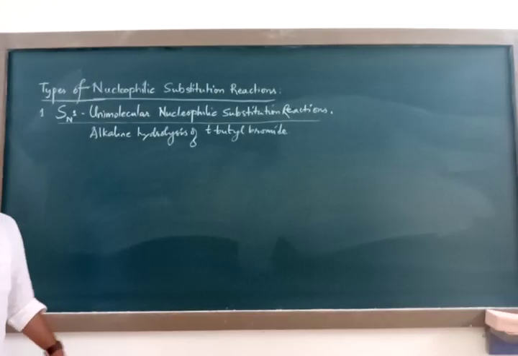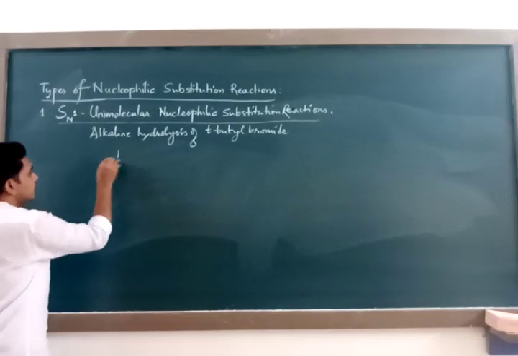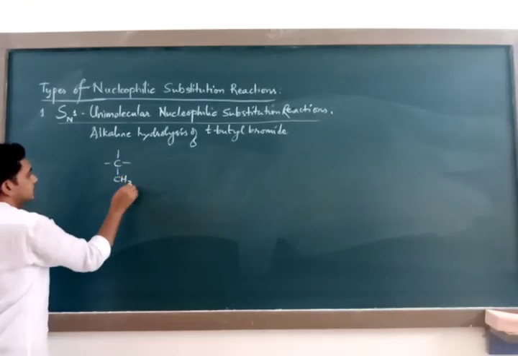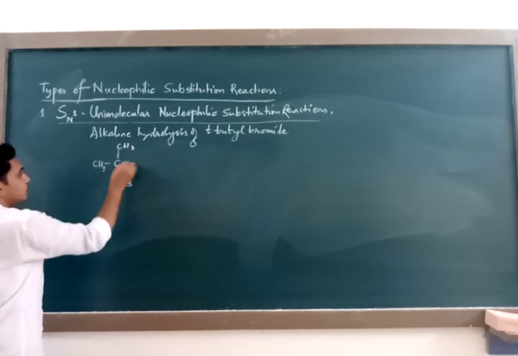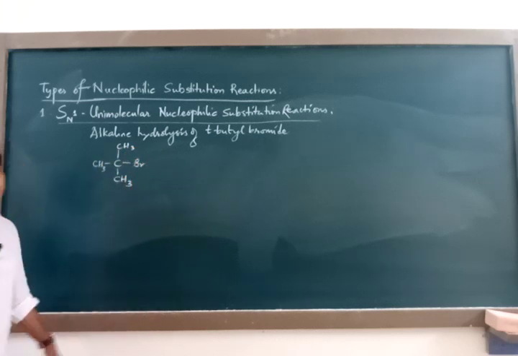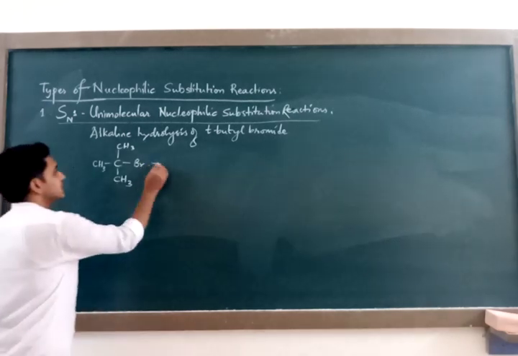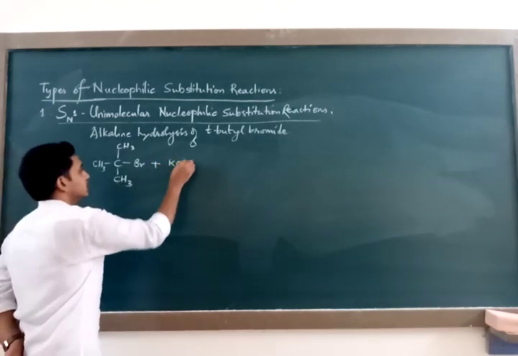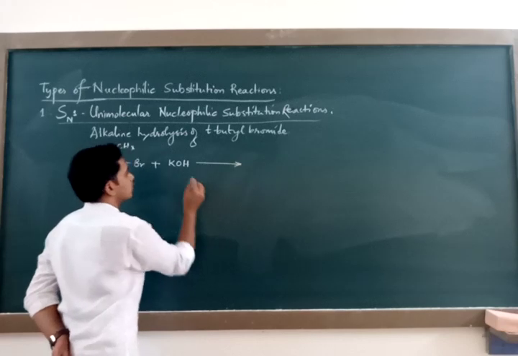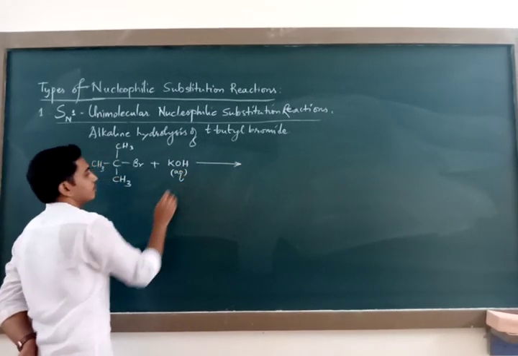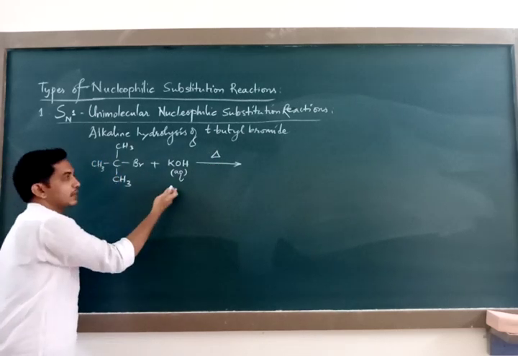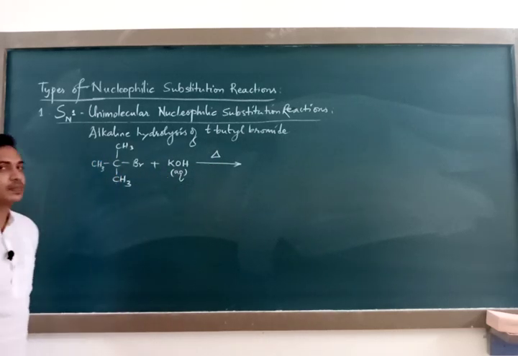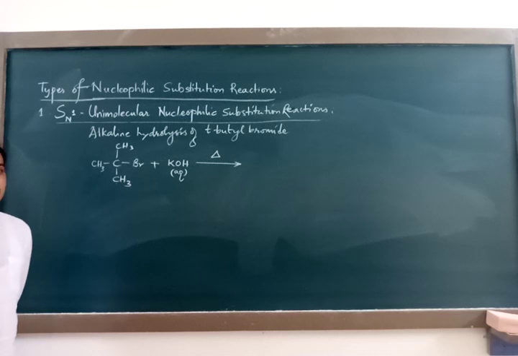How does this reaction happen? So tertiary butyl bromide means this compound, tertiary butyl bromide. When tertiary butyl bromide is heated with aqueous potassium hydroxide, because it is alkaline hydrolysis, you need to use any alkali. Potassium hydroxide is a strong base and a very good polar solvent also.